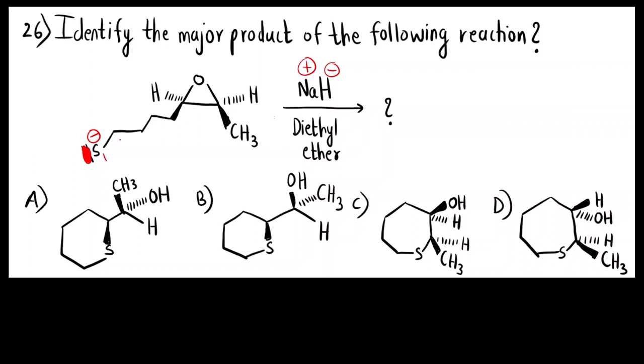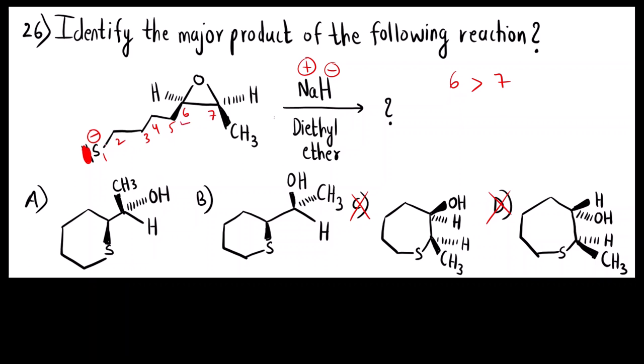Okay, now there are two possibilities. 1, 2, 3, 4, 5. Six-membered ring can be formed or seven-membered ring can be formed. Six-membered is more stable than seven-membered ring. So C and D are incorrect. More stable will be six-membered ring.